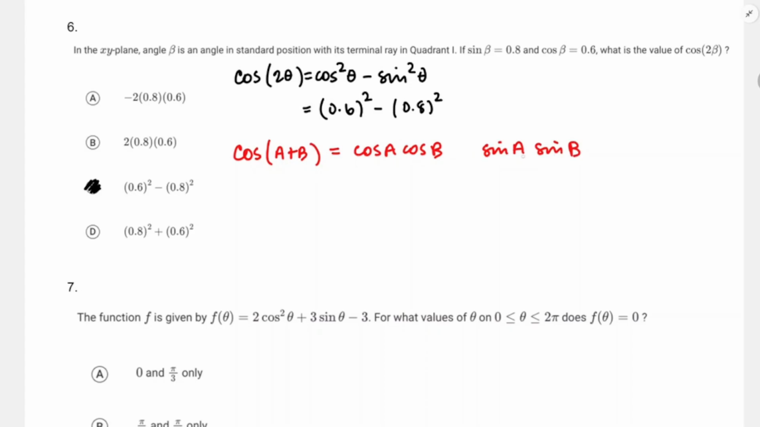And because I've got the same trig functions attached to each other, I'm going to have the opposite plus or minus in the middle. And I'll say, all right, well, A and B are both equal to theta, so cosine of theta is going to be 0.6 times 0.6 minus sine of beta was 0.8, 0.8. Okay, and then you could get the same answer using the angle addition formula. So it really doesn't matter. I think it would be helpful to know the double angle formulas, but you can definitely get by without knowing them as long as you know the addition formulas.